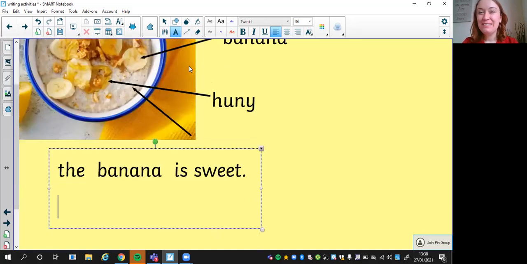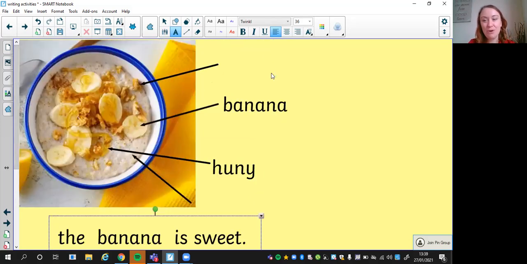Okay? So I would love it if you could draw a picture of your delicious porridge for your porridge party. I'd love it if you could label all of the delicious ingredients that you've used. And I'd love it even more if you could have a go at writing a sentence that starts with the tricky word the, so you can tell me what your porridge is like, or what it tastes like, or what your favourite ingredient is. Completely up to you. Okay, do you think you can do that? I can't wait to see what you come up with, all of your delicious ideas for your porridge recipes.